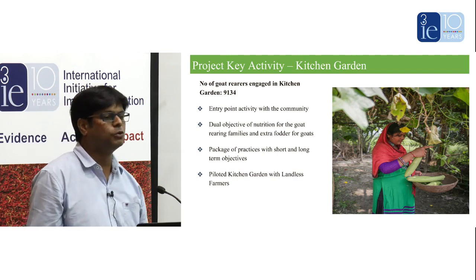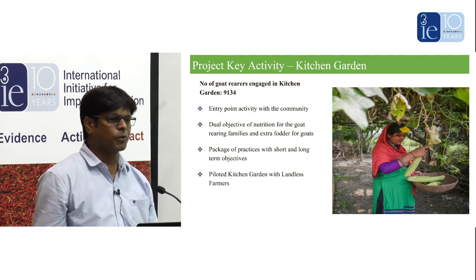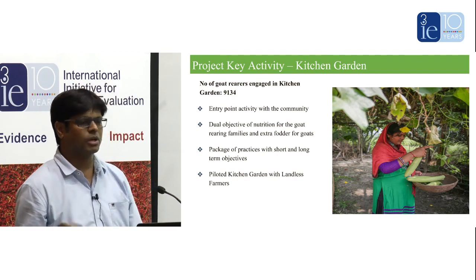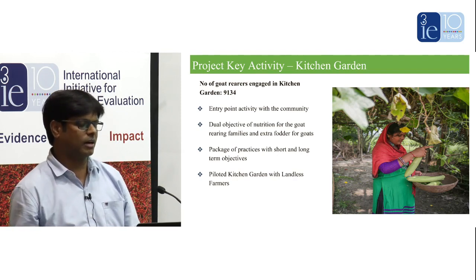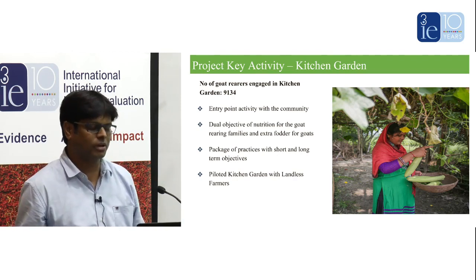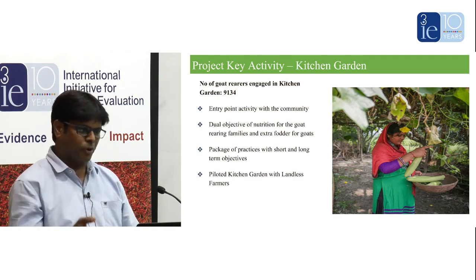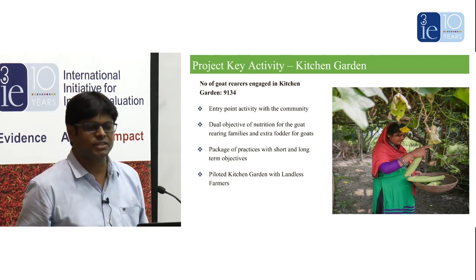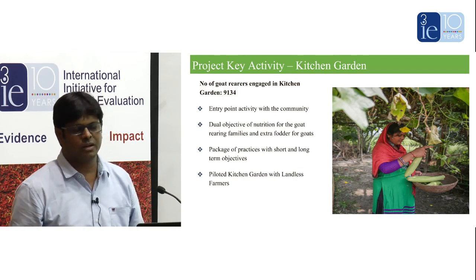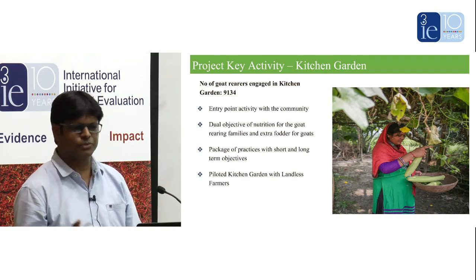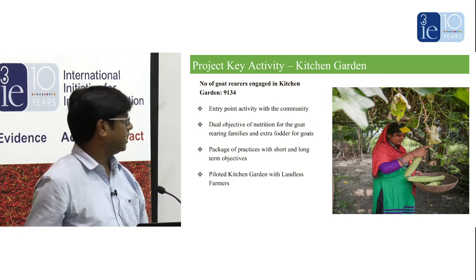We have also promoted another activity, kitchen garden. Kitchen garden has 2 objectives. One is to provide nutrition to the women, and the residue of these vegetables can also be used for goats. Within the plot, we have also promoted some green grasses like berseem and makhan grass. There are lots of grasses we have promoted in the kitchen garden area.